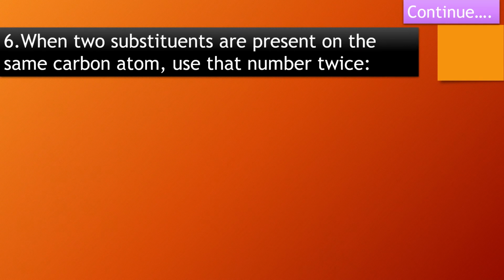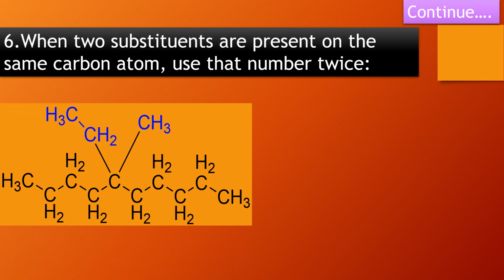Let's come to the sixth point, which is when two substituents are present on the same carbon atom, use that number twice. So the first step is to count the number of carbons in the continuous carbon chain. There are 10 carbons, so the parent name is decane, and at the fifth position there are two substituents. One is ethyl, another is methyl.